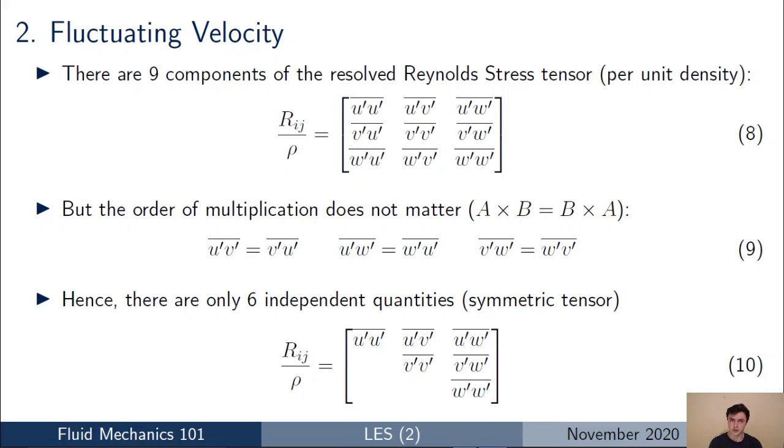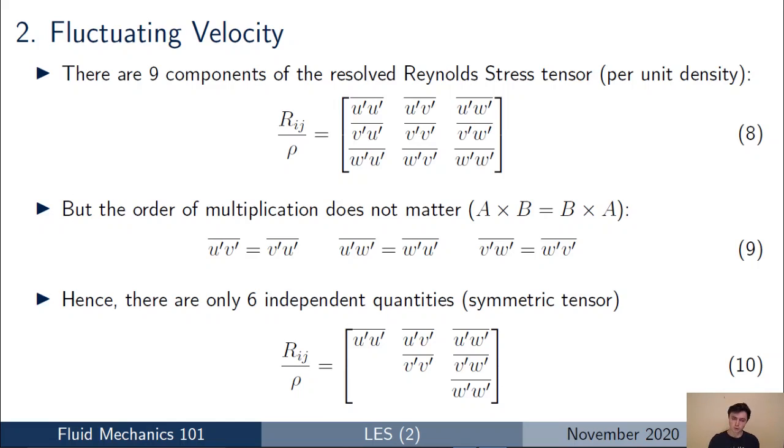And another useful point to note is that when you multiply the velocity components together, if you multiply u by v or u by w, the order of multiplication doesn't matter. So u multiplied by w averaged is the same as w multiplied by u and then averaged. And that's useful to remember because it means there are actually only 6 independent components of the Reynolds stress tensor. I've simplified that for you in equation 10, which you can see there: uv will be equal to vu, wu will be equal to uw, and vw will be equal to wv.